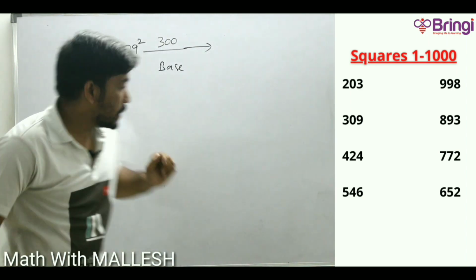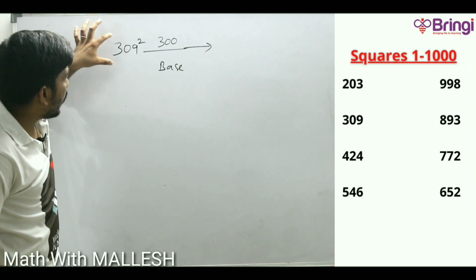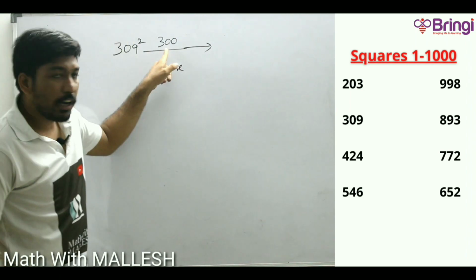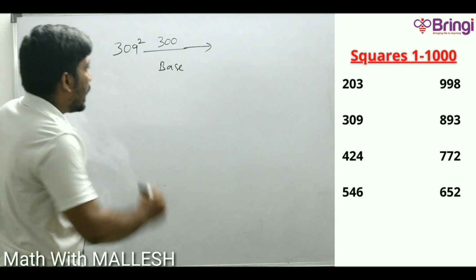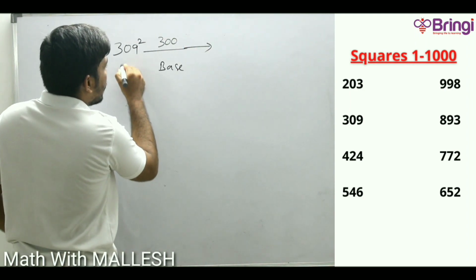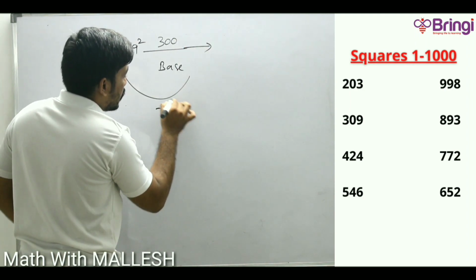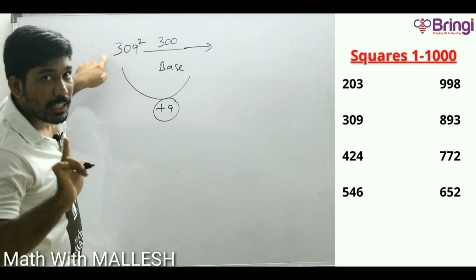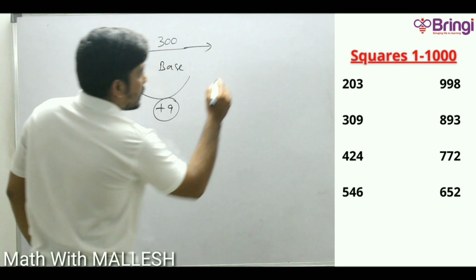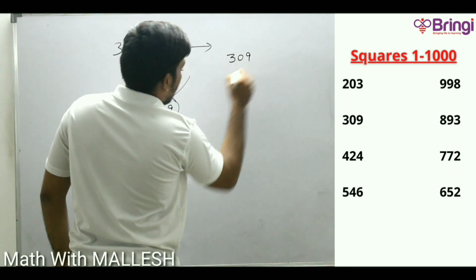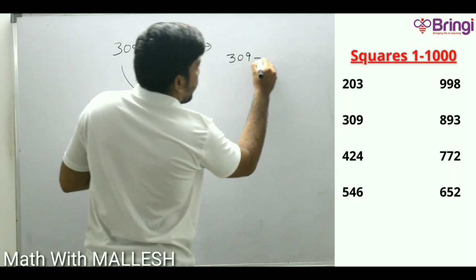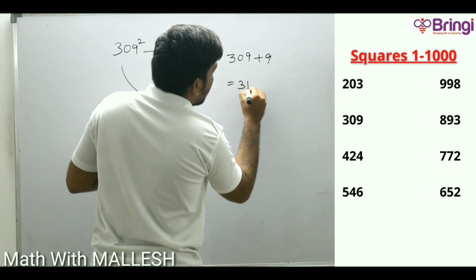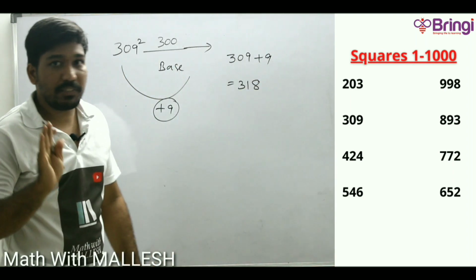So, the next question, 309 square. What is the base of 309 square? Of course it is 300, right? And how much extra is there? Extra positive 9. Clear? From the 300, how much extra is there? 9. So what you have to do, first of all, take 309 and add 9 again. And how much you are going to get? 318. This is the first step.